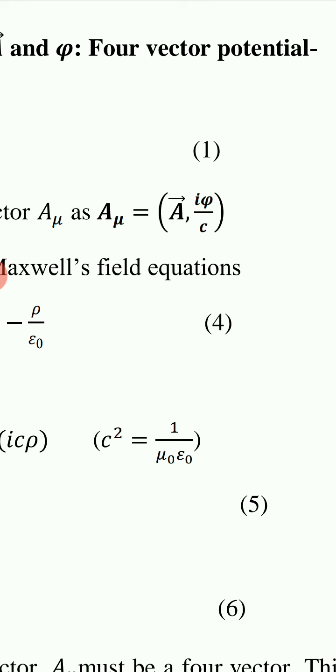First 3 components are components of A vector, components of vector potential A vector, and 4th component is related to scalar potential phi, and this 4th component is I phi upon C. So 4 vector potential A mu is equal to A vector and I phi upon C.